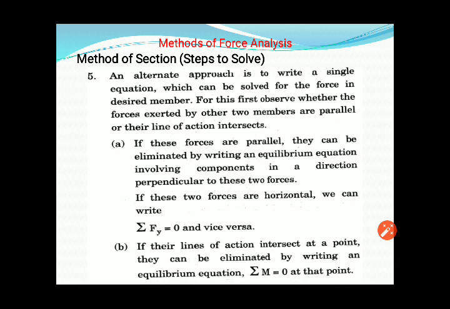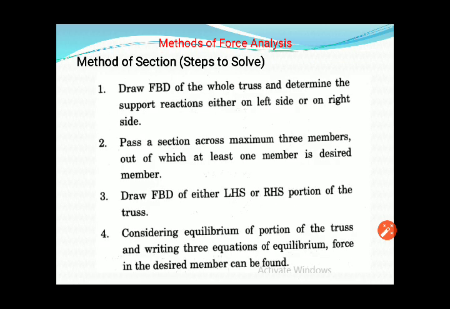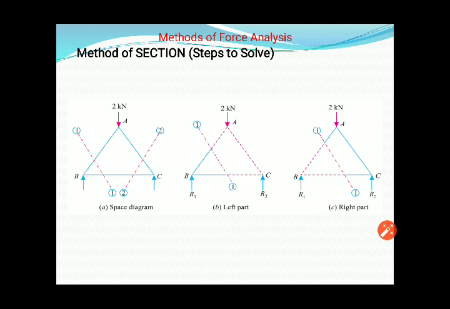Okay, I will tell you what is the difference between A and B. When you pass a section line, I may consider the left and right side of the portion. So this is the left side and this is the right side of the portion. Now if I consider the left side, how many forces are there? R1, member BA and member BC. So for that I can consider summation Fx equals to 0, summation Fy equals to 0, or I can consider summation M about joint C to find R1, BA and BC. How, we will see.